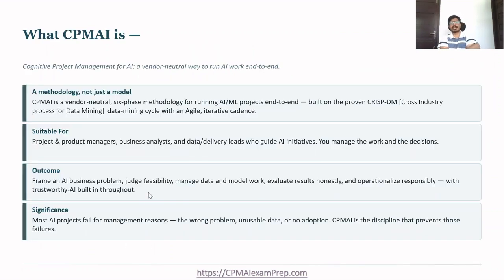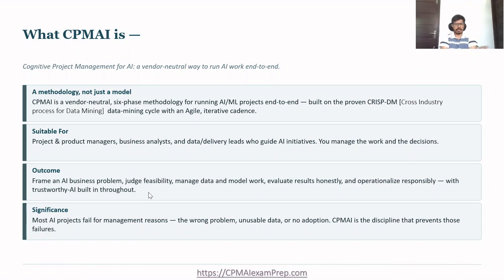So what is CPMAI and why is it required? CPMAI is a framework for managing AI and ML projects. This is a kind of vendor neutral iterative methodology. That means the CPMAI project management roadmap remains unchanged if you or your company decide to migrate your existing AI models from one provider to another.